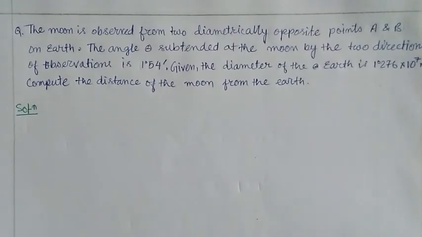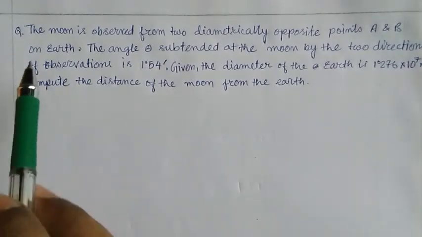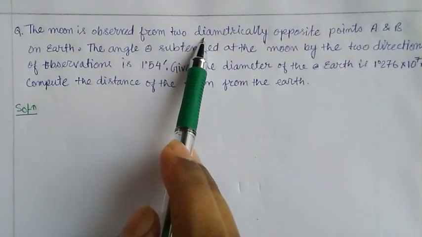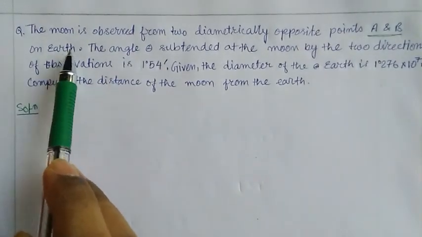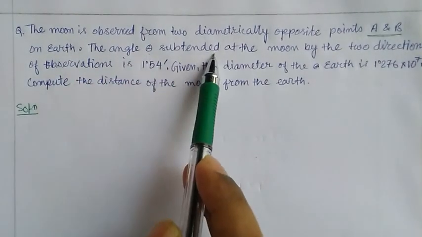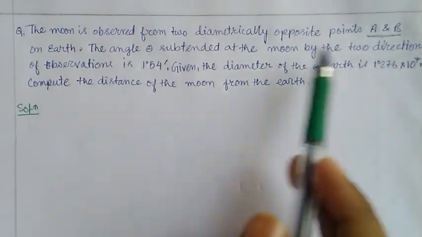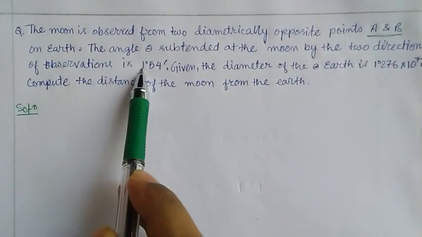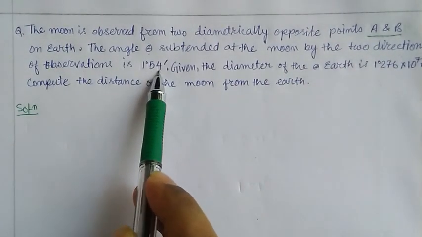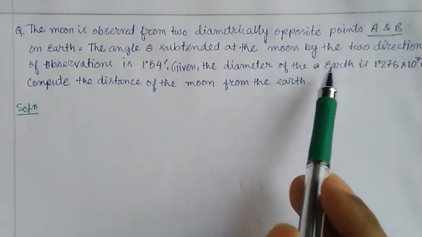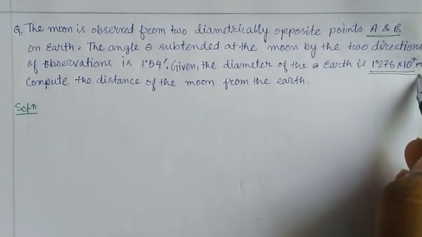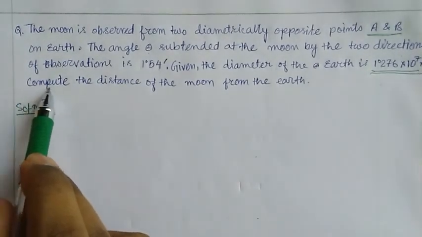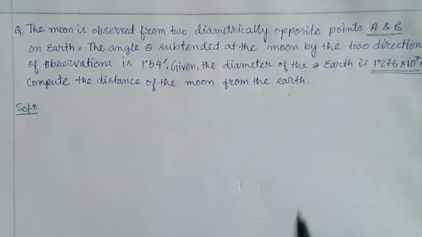Let's look into a problem of the parallax method. The problem states the moon is observed from two diametrically opposite points A and B on Earth. The angle theta subtended at the moon by the two directions of observation is 1 degree 54 minutes. Given the diameter of the Earth is 1.276 into 10 to the power 7 meter, compute the distance of the moon from the Earth.